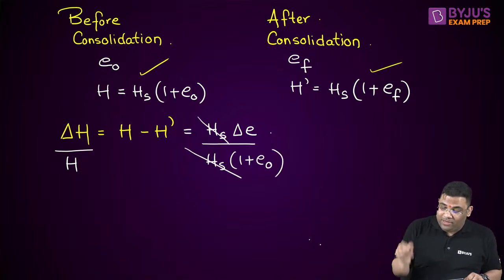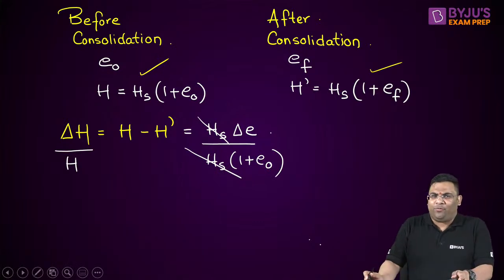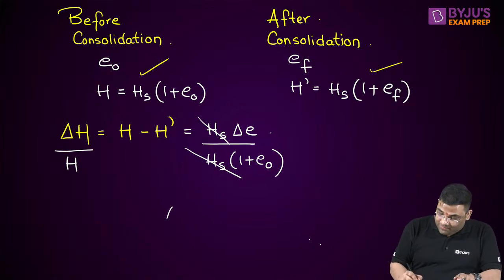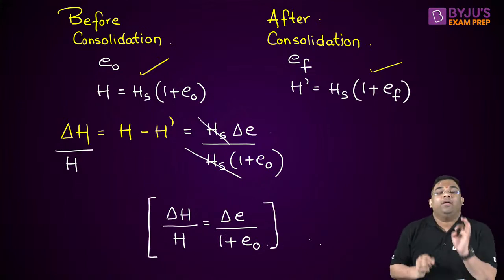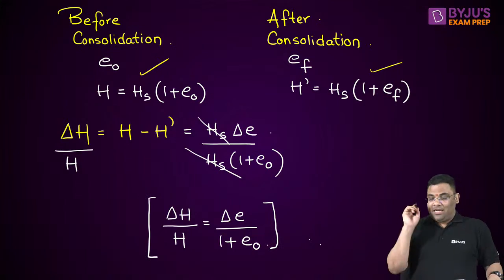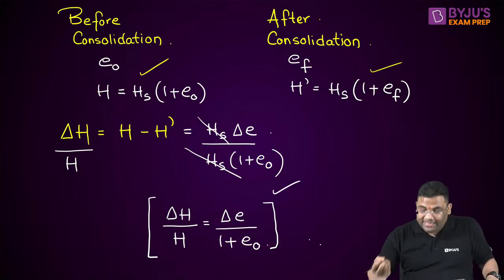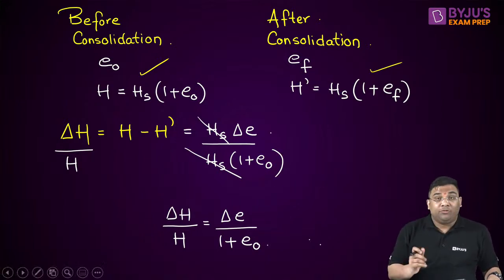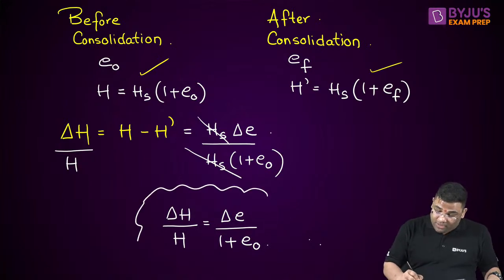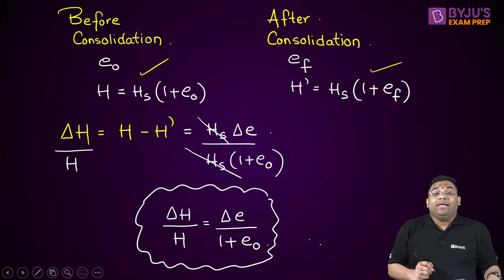Now everyone will be able to see a very familiar equation, right? Many of you have seen this equation, but today you have got the derivation, right? That this equation delta H by H is equal to delta e by 1 plus e naught. This equation forms the basis of your consolidation settlement. Now everybody knows from where this equation came into picture. Now the derivation is not important. They are not going to ask you derivation in the examination. They are not going to ask you to derive this equation. But you have got an understanding of this particular equation, right?